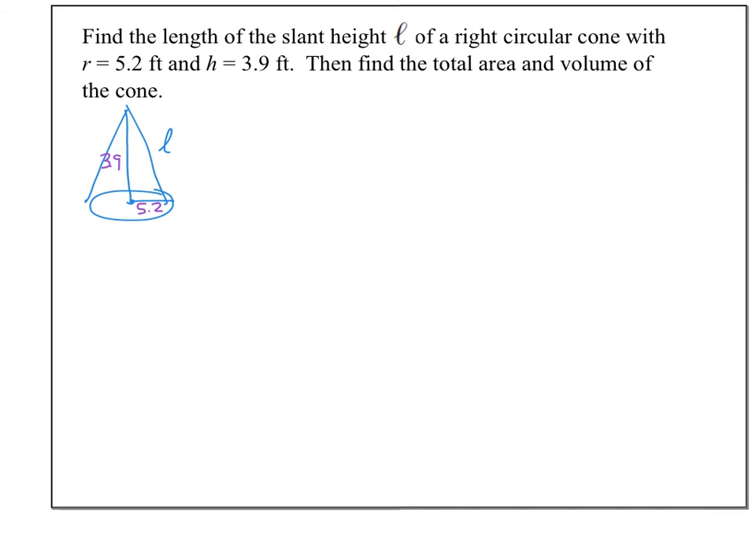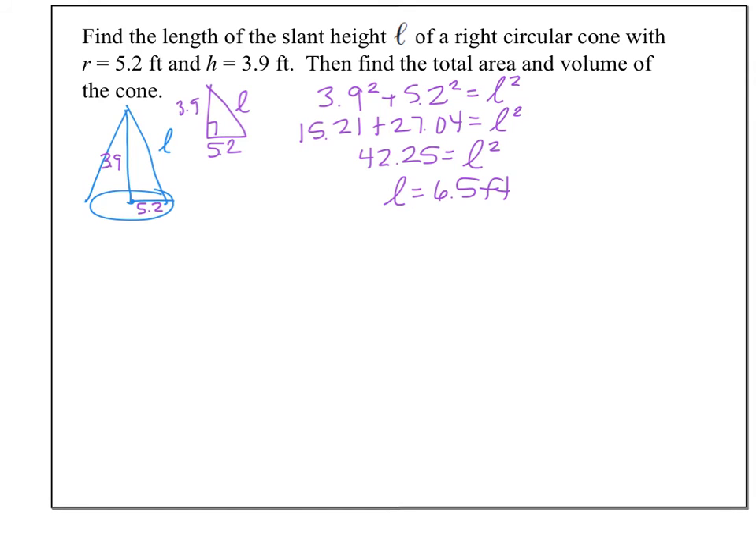Now what's important here is that we have to find L. L is very important for lateral area, and we need that for surface area too. So what we do is we set up the Pythagorean theorem. I have a triangle here. I have L, 3.9, and 5.2. So when we plug that in, take a minute, figure out what your slant height is. Okay, so you should have gotten 6.5 feet for your slant height. Now take a moment and see if you can figure out what your surface area and your volume are, and then come back and check in.